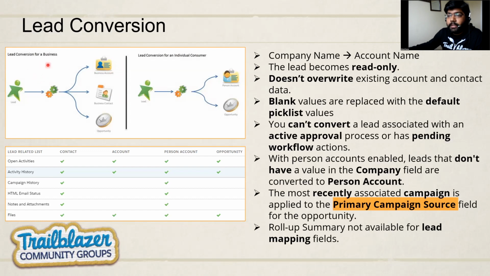If it is a company with some contact we are trying to convert, this will create a business account and contact. Whereas if you are talking about a person account or an individual customer, maybe you're trying to sell to B2C, where your business sells directly to the customers, you are not doing B2B business where you first sell to a company and that company sells forward to their customers. In that B2C scenario, you convert the lead directly into a person account.